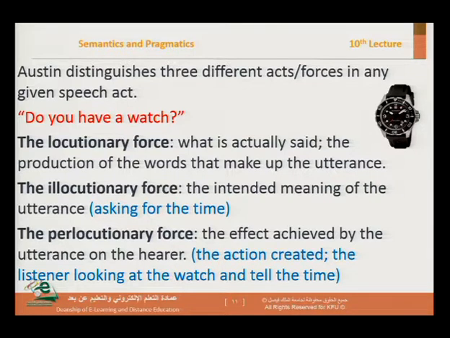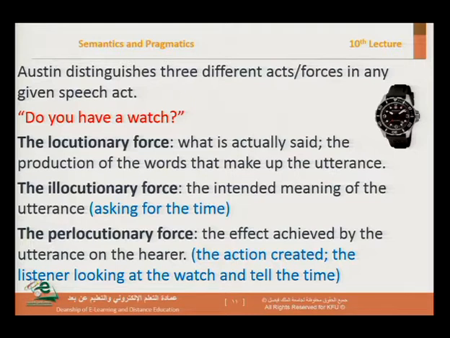Okay? Do you have a watch? That's what has been said. That's what? Locutionary force. Do you have a watch? That sentence, or that utterance, is the locutionary force.